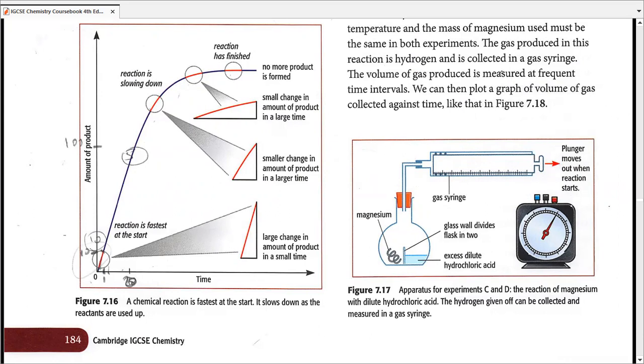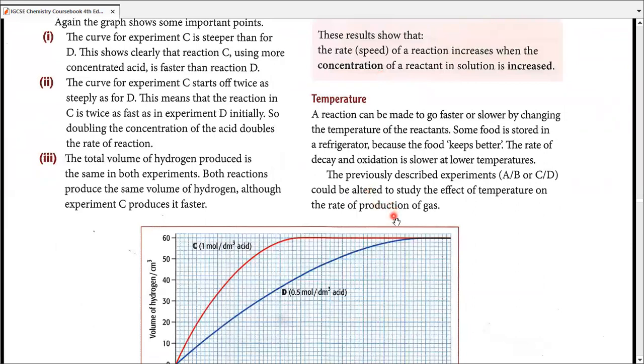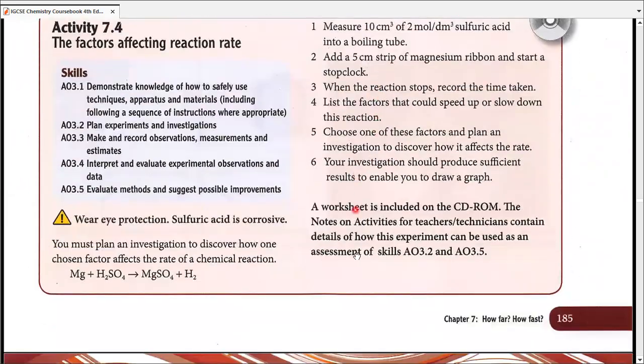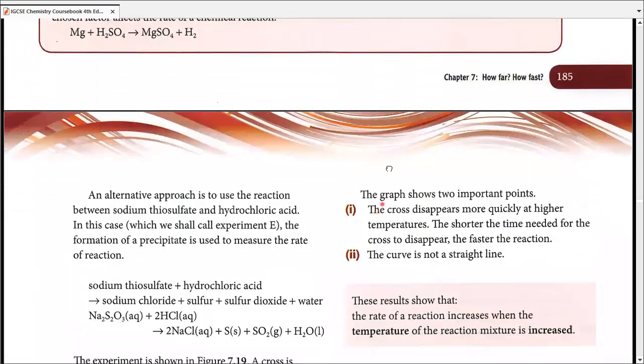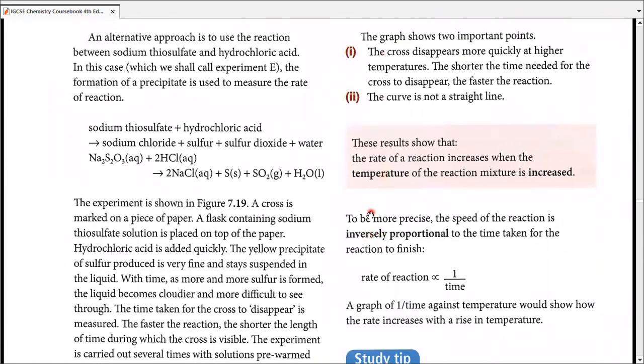But this time, when we're about to study temperature as the third factor, we're not going to go with any reaction that produces a gas which we may let go into the open environment, or which we may push into a gas syringe and collect. Instead, we're going to go for a very different kind of experiment. This kind of experiment involves formation of a precipitate.